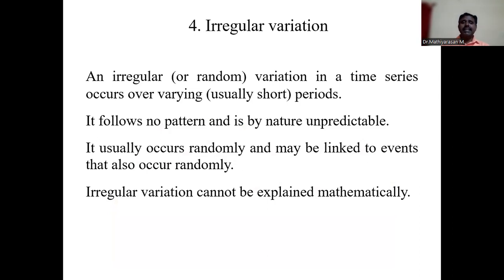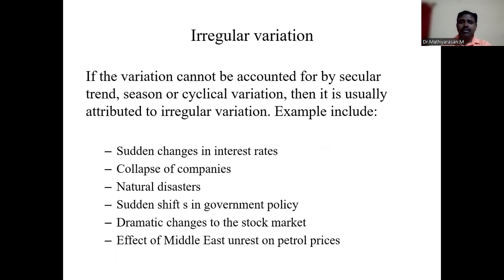Irregular variations are also called random variations in a time series. They occur over varying, usually short periods of time. They follow no pattern and are by nature unpredictable. They usually occur randomly and may be linked to events that also occur randomly. Irregular variations cannot be explained mathematically. Whatever cannot be accounted for by the secular trend, seasonal, or cyclical variation is usually attributed to irregular variations.